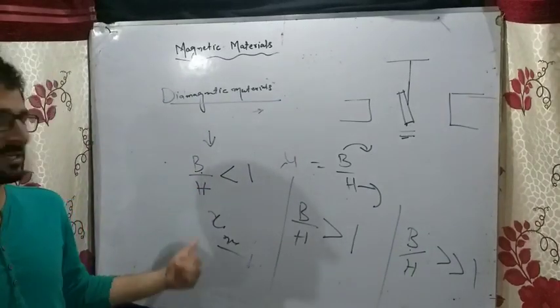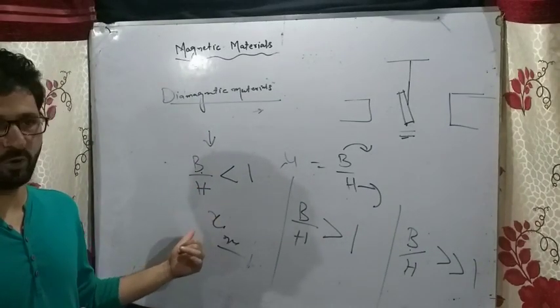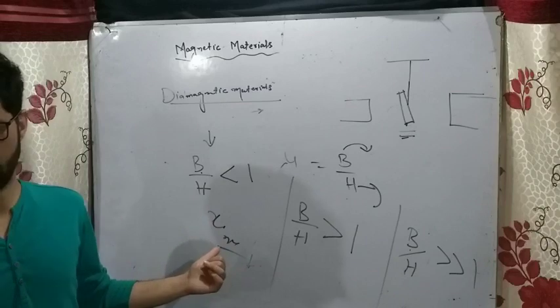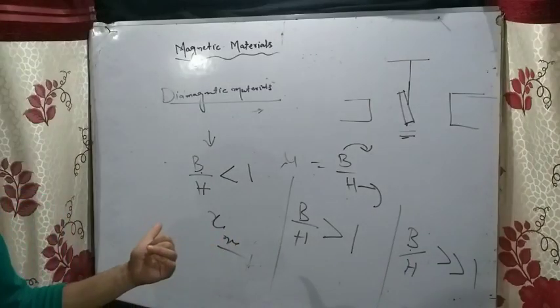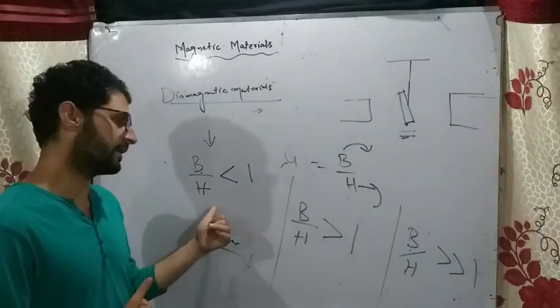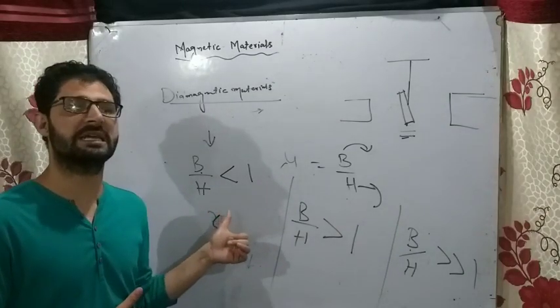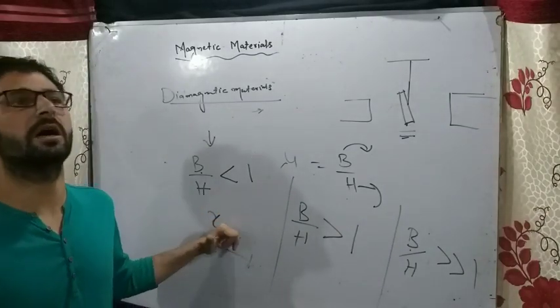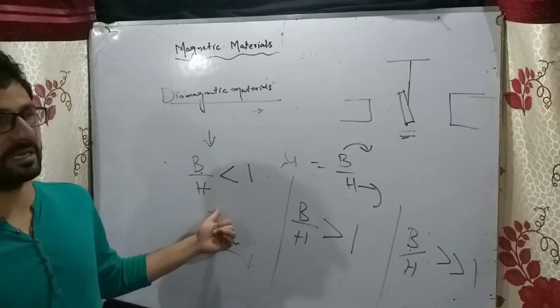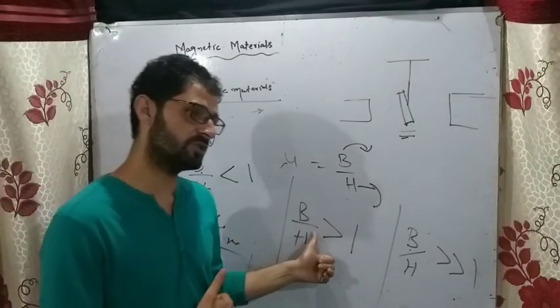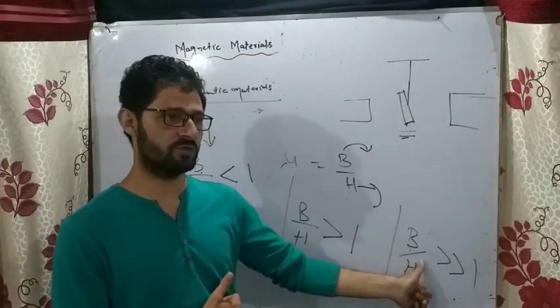For intensity of magnetization, paramagnetic has a less positive value. For diamagnetic, intensity of magnetization has a negative value, because it is magnetized in the opposite direction of the magnetic field. Paramagnetic has a positive value, and ferromagnetic has a more positive value.